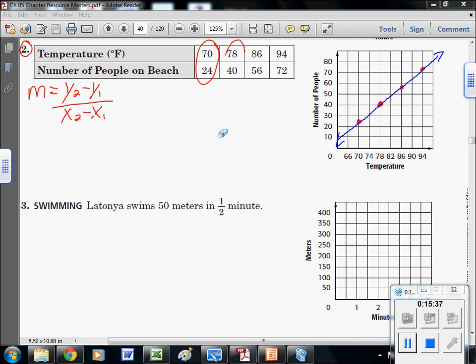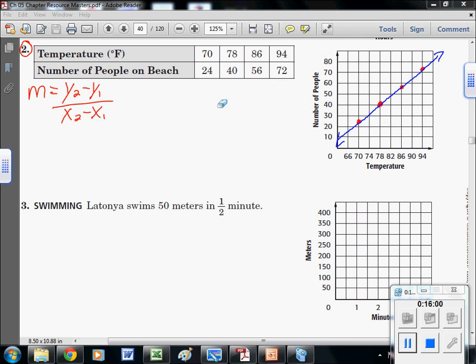So we could use that formula and use two of these ordered pairs. Use that ordered pair, use that ordered pair, or use the first one and maybe the third one. We have the choice. We don't have to just use the first two or the last two. We could pick any two we want. But we don't have to use that formula. You can also do these intuitively.